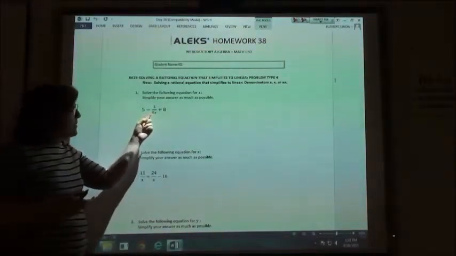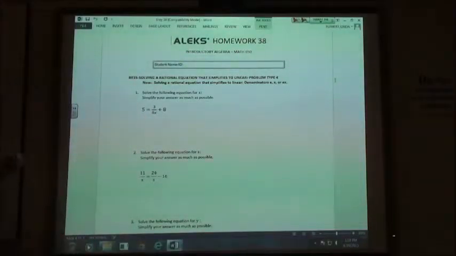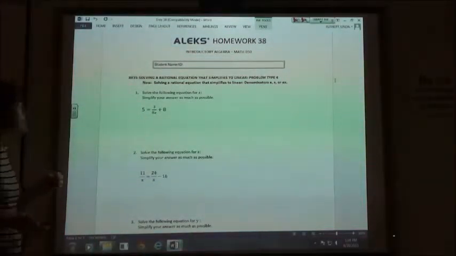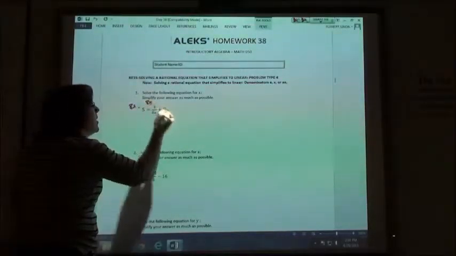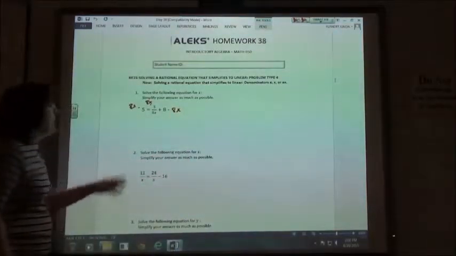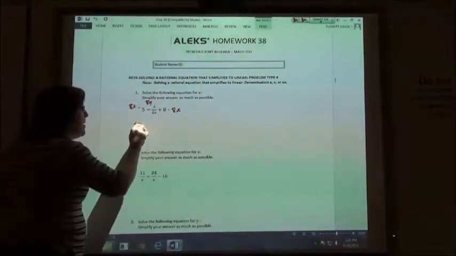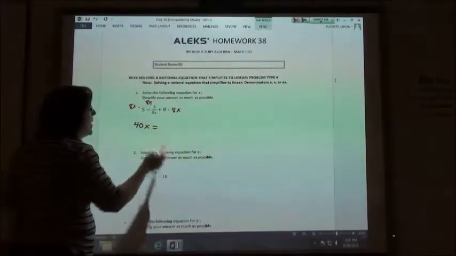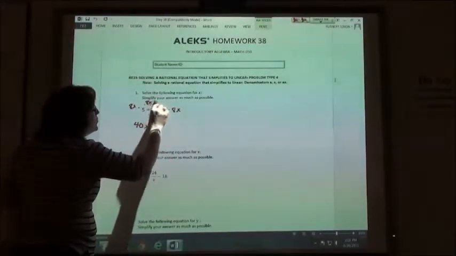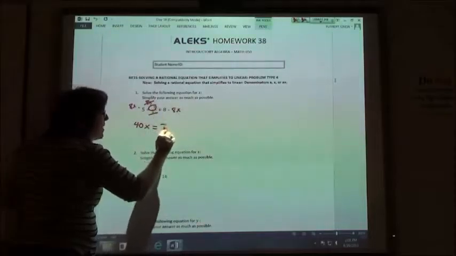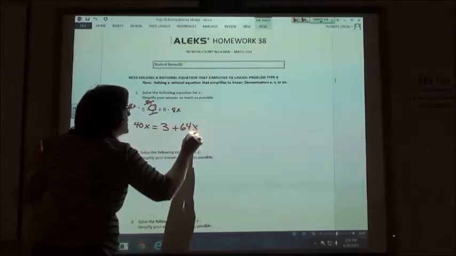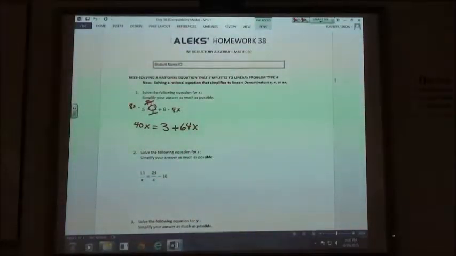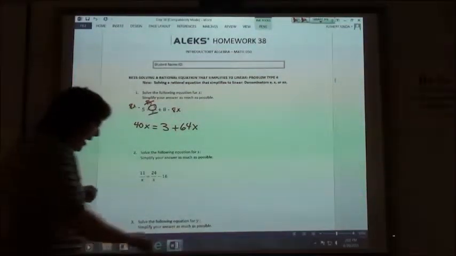In this case, the only denominator I have is 8x, but I have to multiply every term by that common denominator. So I'm going to multiply by 8x here, by 8x here, and by 8x there. So 8x times 5 would give me 40x equals, here with my fraction, I'm going to be able to cancel that out of there. So I'm just going to get the numerator, 3, plus 8 times 8x would be 64x. So now I have my regular linear equation, which means it doesn't have any more fractions in it. I need to solve it for x.